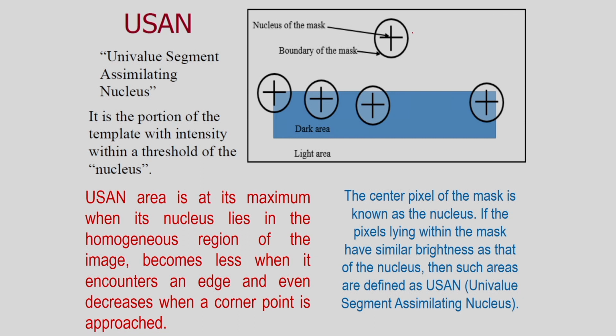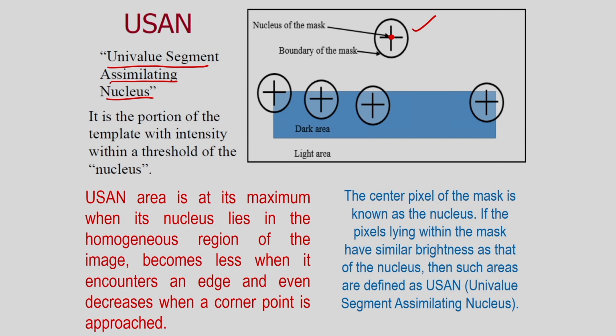In this figure I have shown the SUSAN mask. The center pixel of the mask is called the nucleus. If the pixels lying within the mask have similar brightness as that of the nucleus, then such areas are defined as the univalue segment assimilating nucleus, that is called the USAN. So, the USAN is the portion of the template with intensity within a threshold of the nucleus.